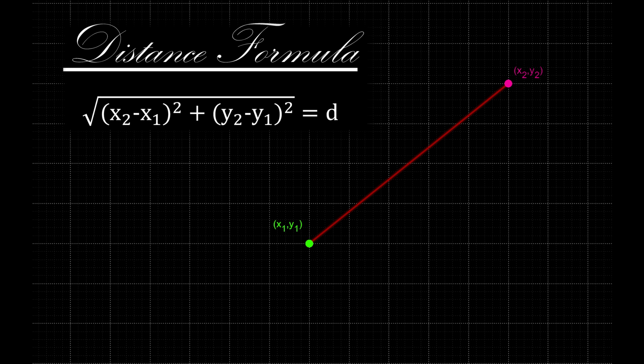If we were to consider all the potential points that are a distance of 5 from point 1, what do we get? We get a circle, where the distance from point 1 to any of the points on the circle is called the radius, and the only fixed point is the center.